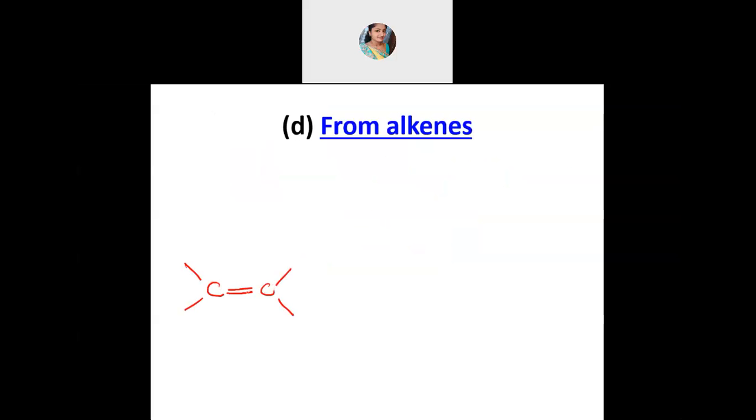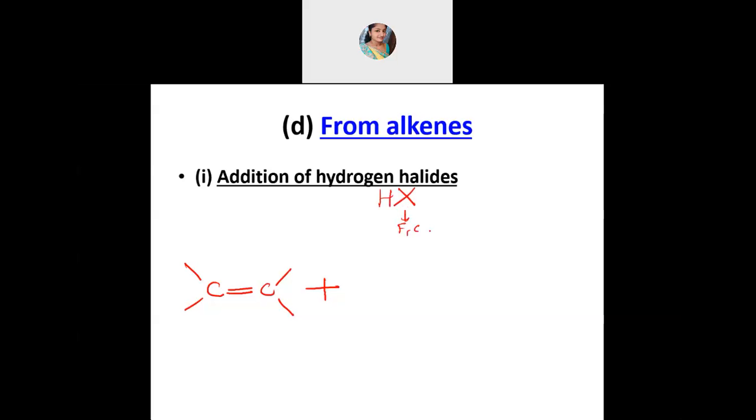Now to prepare haloalkanes, you need halogen. You need to add halogen here. Suppose you are preparing with only one halogen, you can add that halogen across the double bond. For that, the compound we take is hydrogen halide, HX, where X stands for any halogen. It can be fluorine, chlorine, bromine, or iodine, anything. So we are going to add this HX across the double bond.